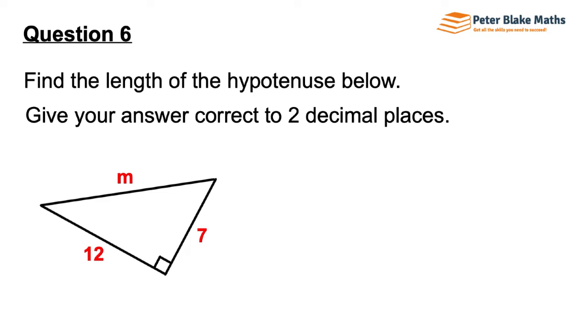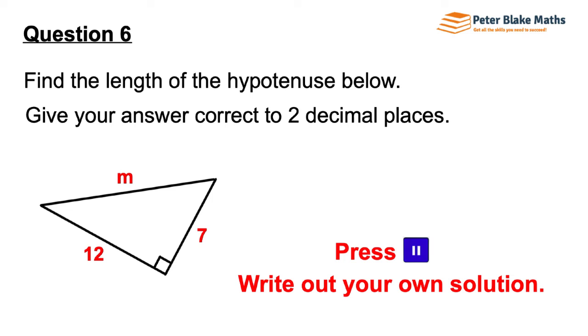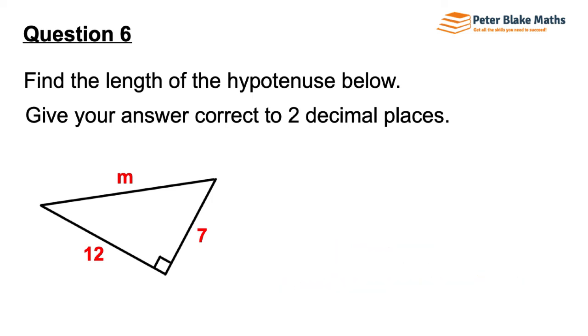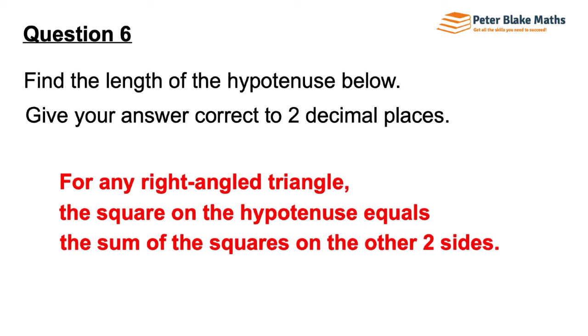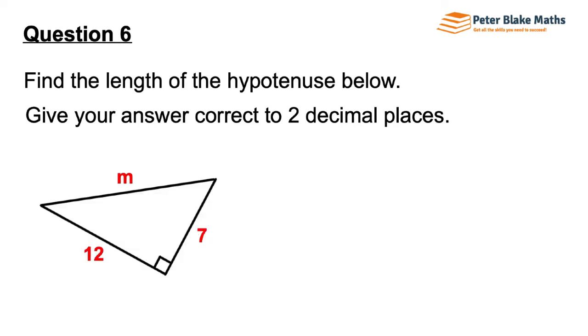Question 6. Find the length of the hypotenuse below. Give your answer correct to 2 decimal places. For any right-angled triangle, the square on the hypotenuse equals the sum of the squares on the other 2 sides. So the square on the hypotenuse here is m squared, and that equals the sum of the squares on the other 2 sides. The other 2 sides are 7 and 12, so we have 7 squared plus 12 squared for our right-hand side there.